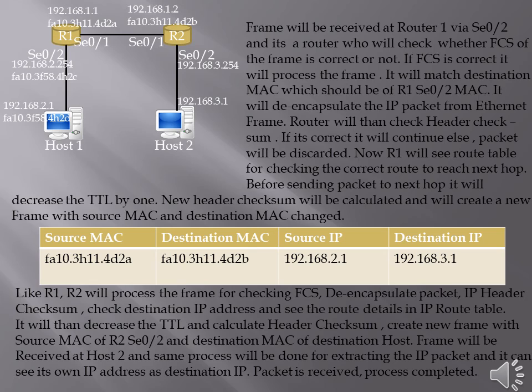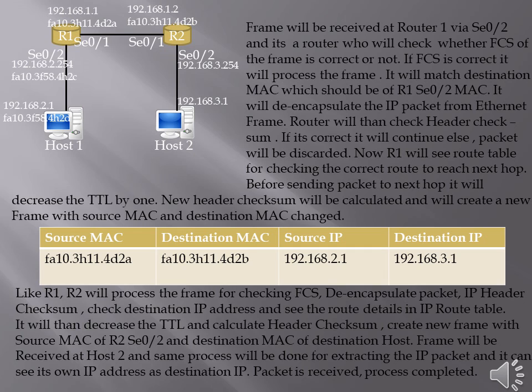When the frame is sent from host 1 to R1, R1 will receive the frame via the SE0/2 interface, and the router will check whether the frame check sequence of the frame is correct or not. If the frame check sequence is correct, it will process the frame. It will match the destination MAC, which should be of the R1 SE0/2 interface. It will de-encapsulate the IP packet from the Ethernet frame. The router will then check the header checksum. If it is correct, it will continue, else the packet will be discarded.